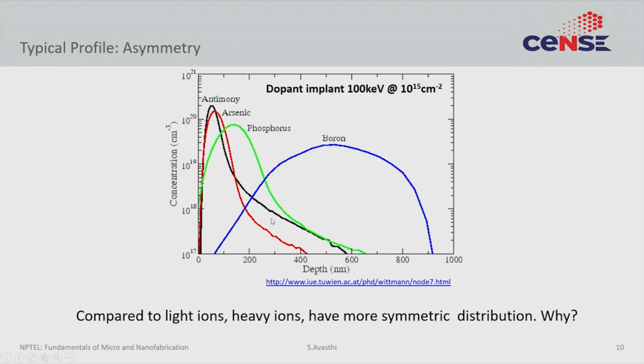We need to understand why that happens. In boron, there is another problem you may be seeing. You may be seeing that the concentration is a little over-represented on the left hand side and a little under-represented on the right hand side. It is as if the boron concentration is biased towards lower depth. So why is this? These are some of the things we shall now discuss in the subsequent slides.